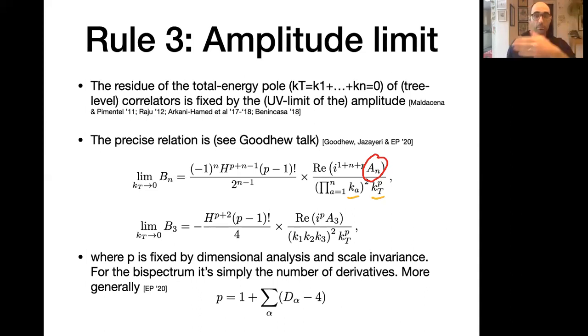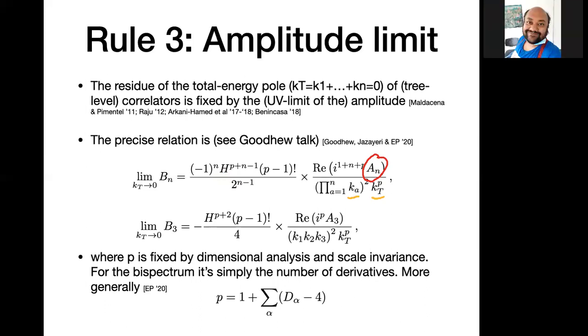So if you know the amplitude, then this limit of the correlator is completely fixed with all the numbers, the factors of -1 and 2, and the only parameter here, H, is the Hubble parameter. Sorry? It's for any endpoint amplitude. Yes.